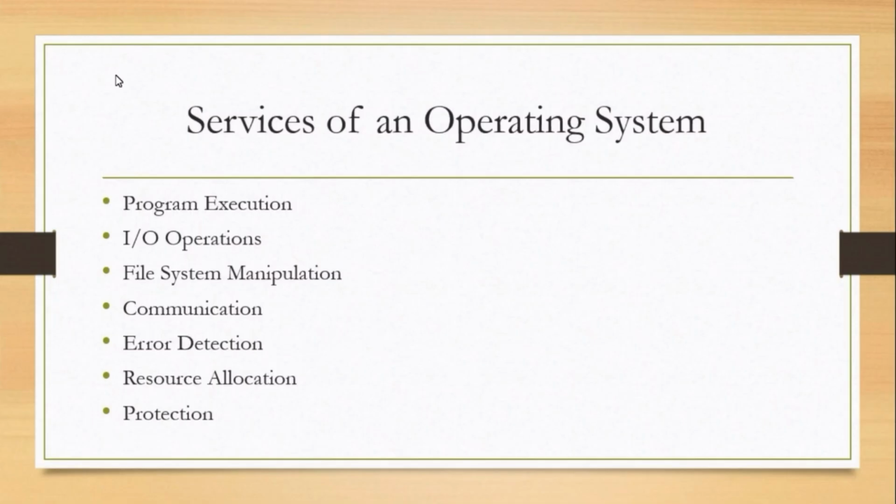Another key service is communication, which allows the different processes or programs to exchange information. It also performs error detection, identifying problems like device failures or illegal memory access. Then we have resource allocation, where the OS shares CPU time, memory, and devices among the programs.